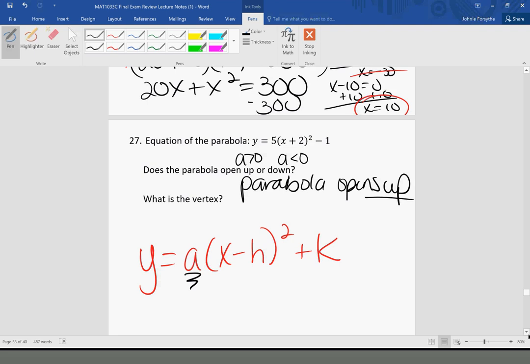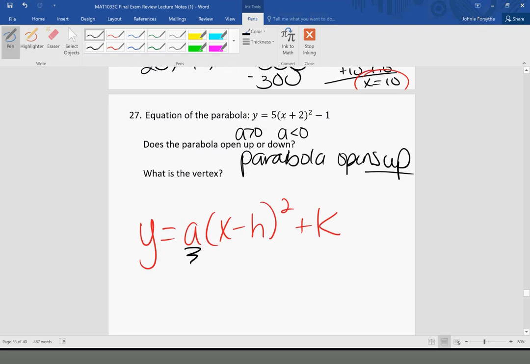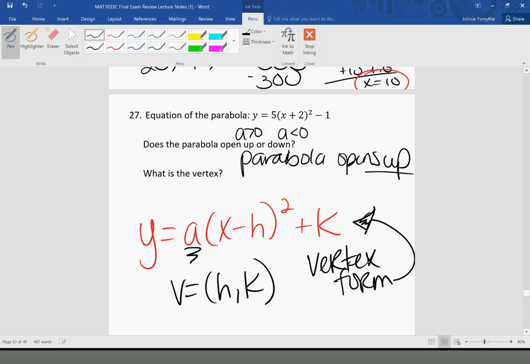All right. What is the vertex? So when you are given a parabola in vertex form, that's what this is, you can very easily just look at it and identify the vertex. The vertex is h, comma, k. But it's super important to pay attention that the sign that you see here is going to change when you write it in the vertex. And I like to say change the h, keep the k.